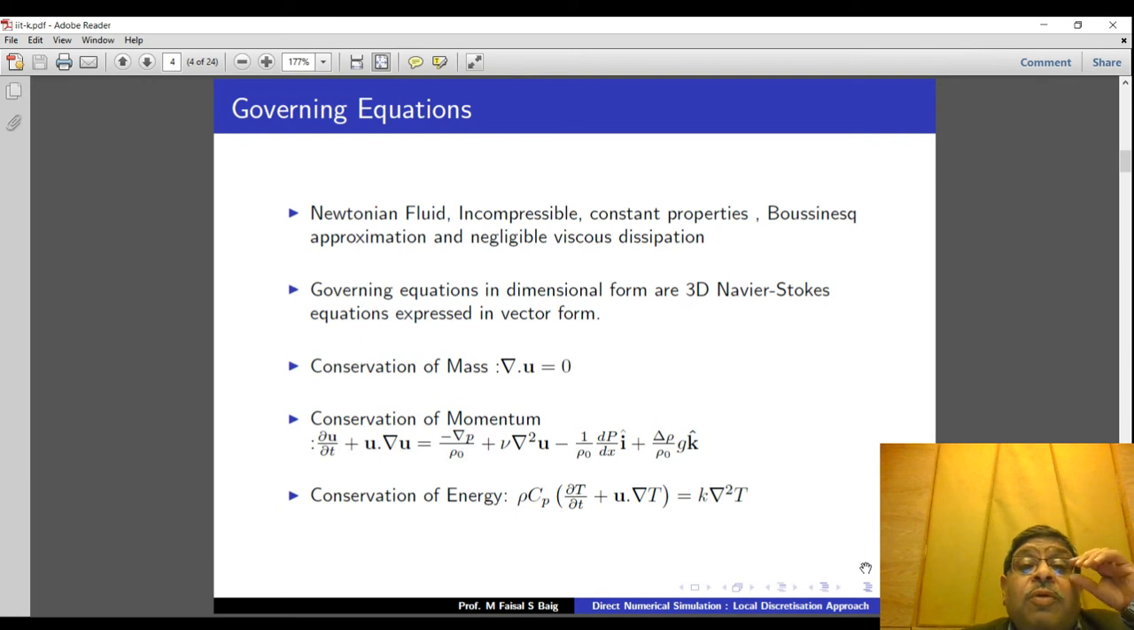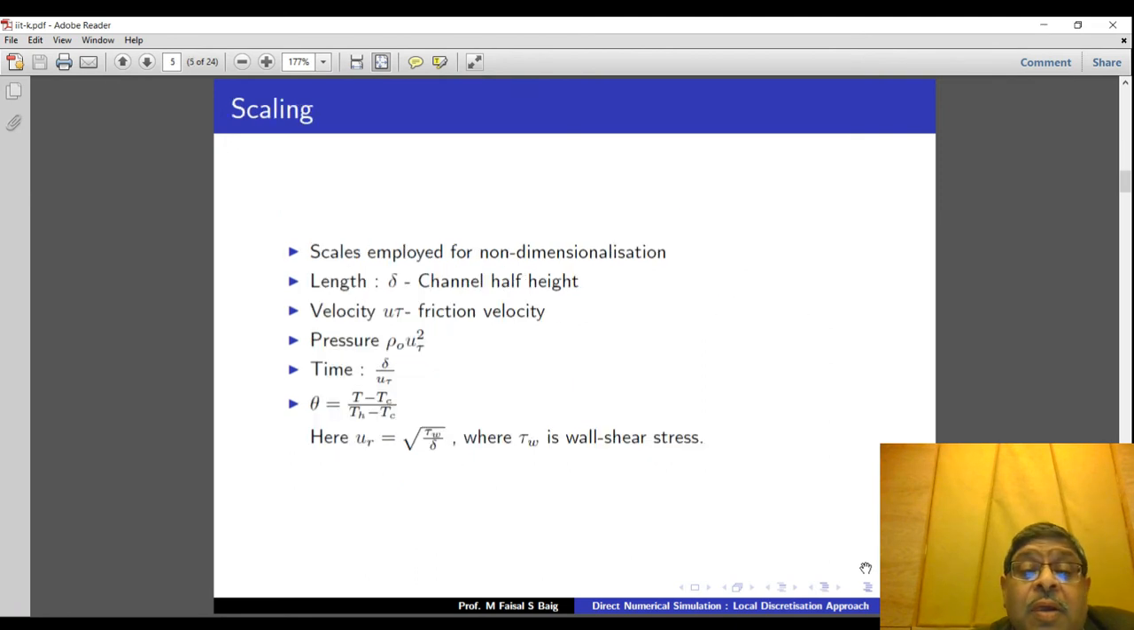The governing equations are for Newtonian fluids, incompressible and with constant properties. The governing equations are the Navier-Stokes equations expressed in vector form as given in the slides, where we get the conservation of mass, del dot U equal to 0, conservation of momentum, as can be seen over here, and conservation of energy.